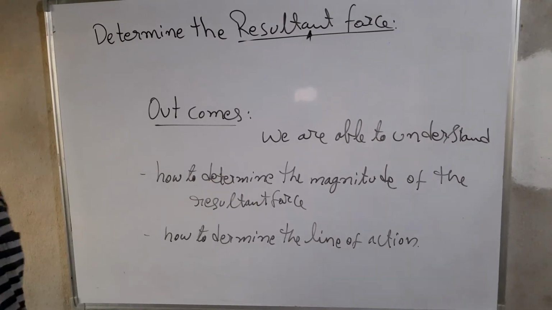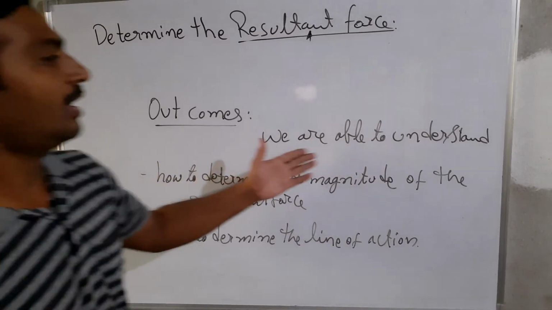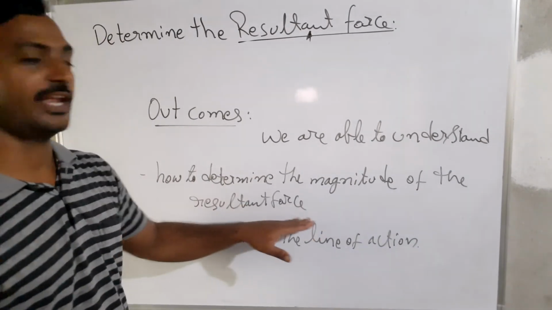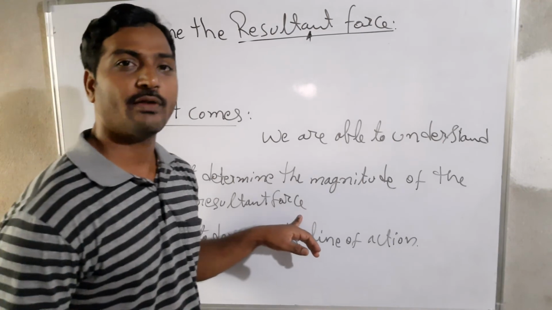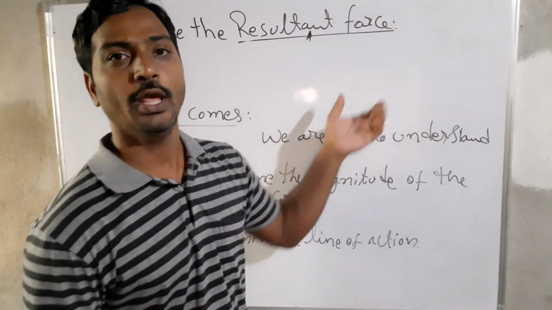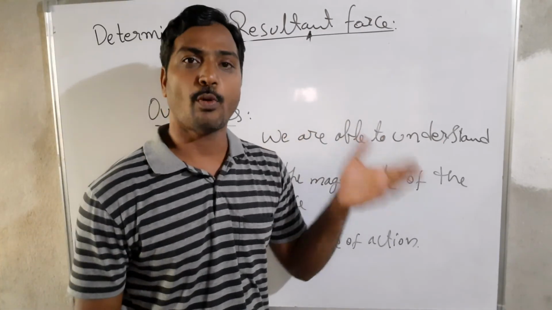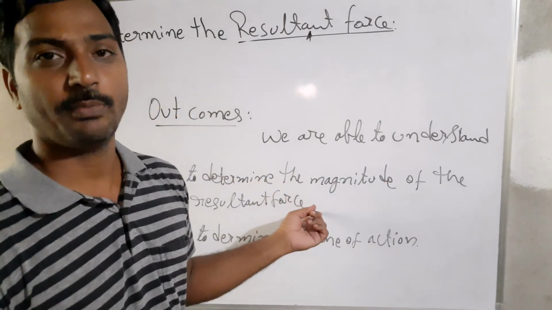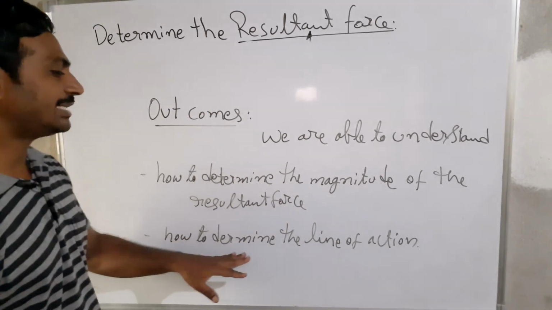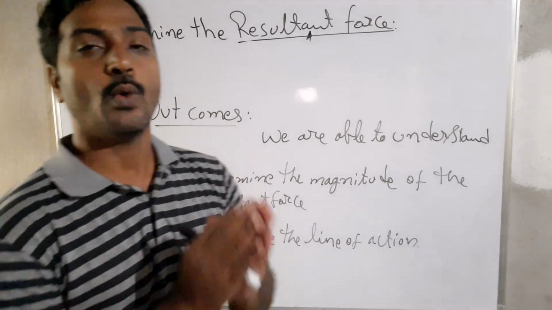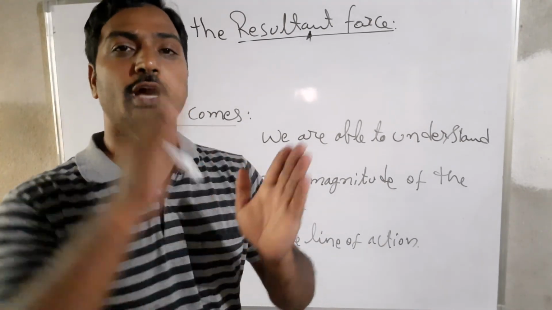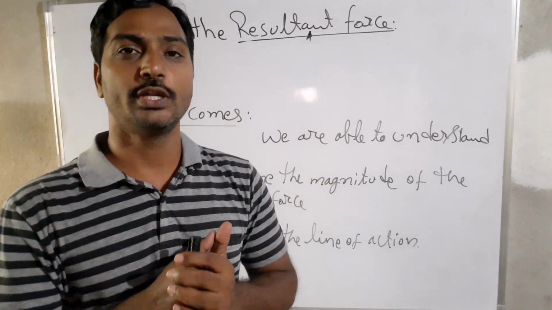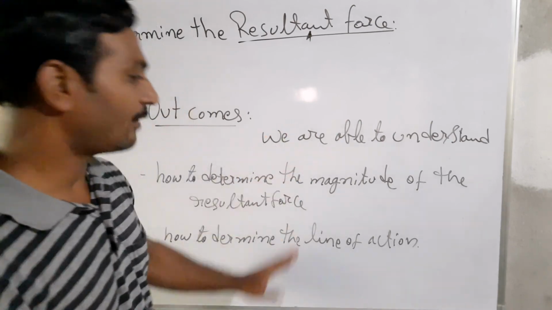From this discussion, what are the main outcomes? We are able to understand how to determine the magnitude of the resultant force. In this process we have learned how to convert the distributed load into a point load, which has its magnitude as well as its direction, and how to determine the line of action. It means the location from the reference point to the point of application, where the load is acting on the beam. That is what we have discussed in this part.